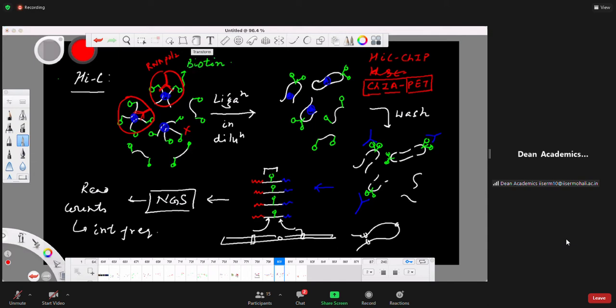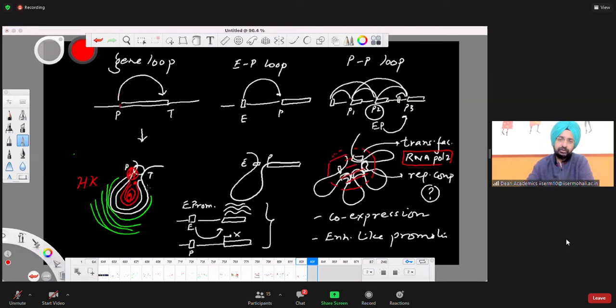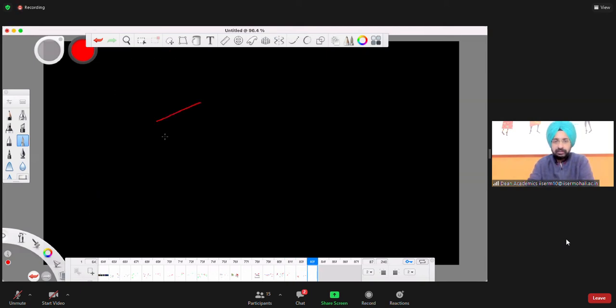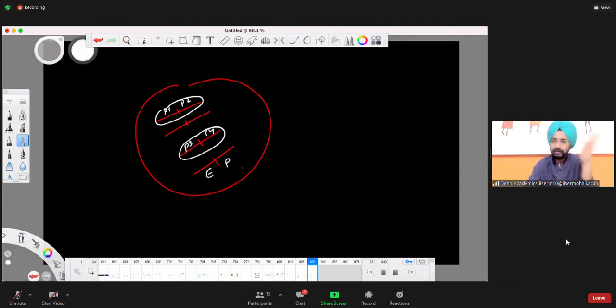What you're interested in is a subset of interactions. Let us say these are the fragments which got ligated. You're not interested in these, but only a few ones like this one and this one. Why? Because they were having promoter to promoter interactions. This was P1, P2, P3, P4. These were other interactions, enhancer to promoter or all other heterochromatin interactions that you were not interested in. Then how can you pull out these?